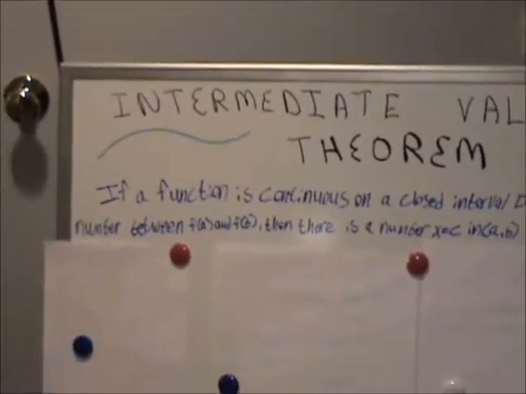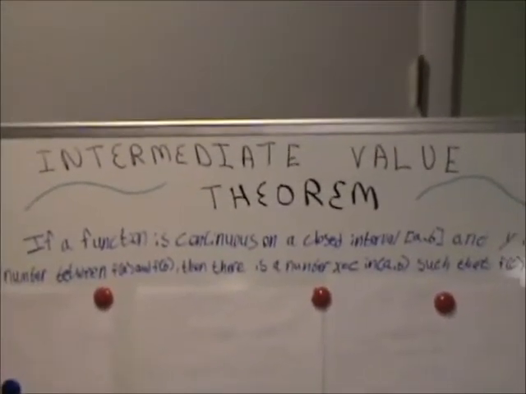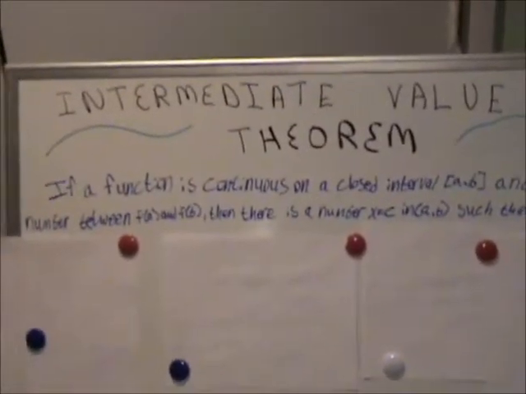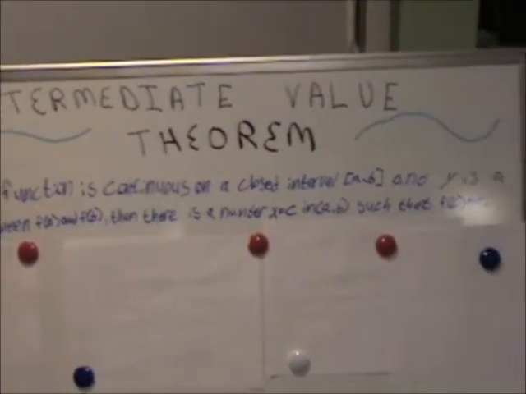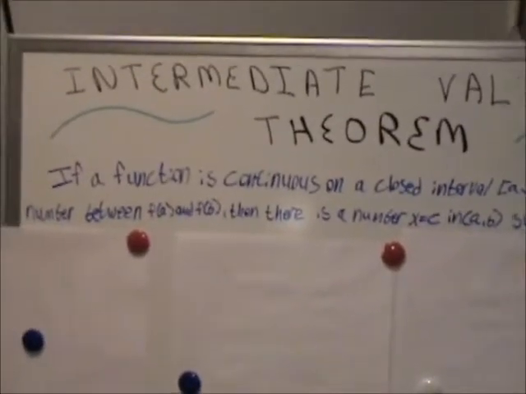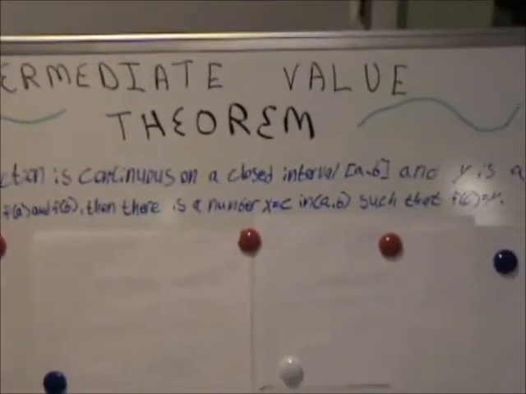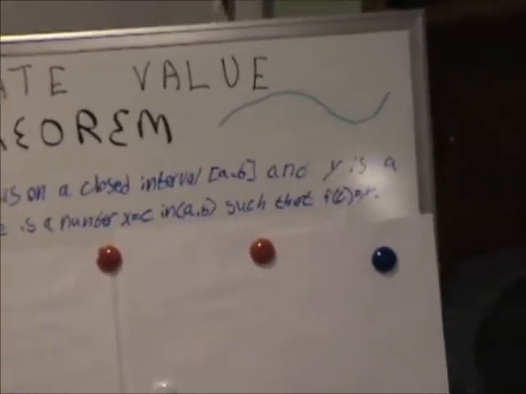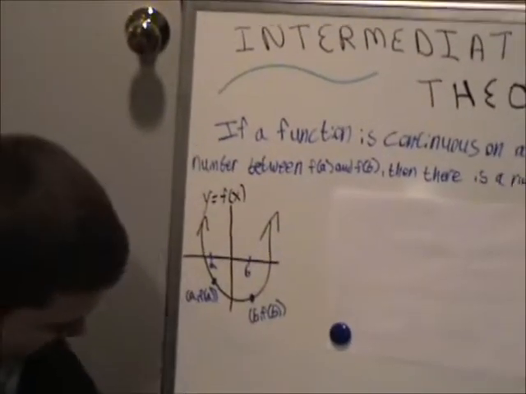Alright, we're going to start off by reviewing the intermediate value theorem. This theorem states that if a function is continuous on a closed interval from a to b, and y is a number between f of a and f of b, then there is a number, x equals c, in the open interval (a, b), such that f of c equals y. It sounds a lot more complicated than it is.